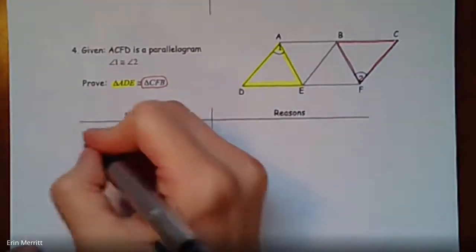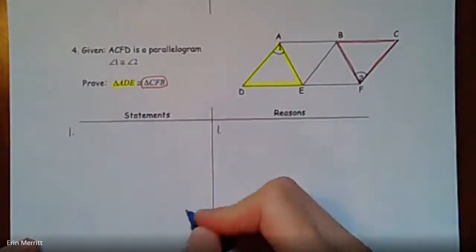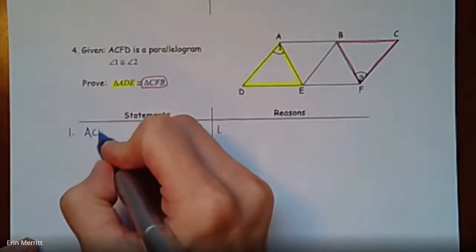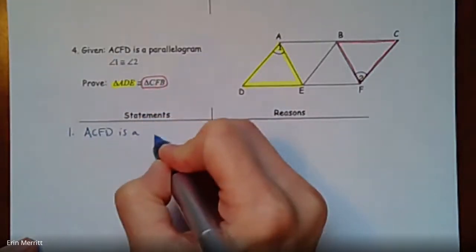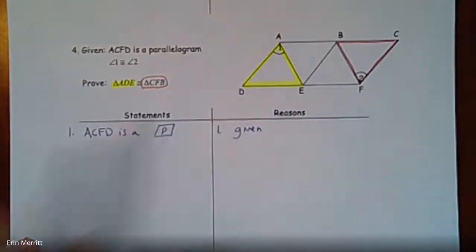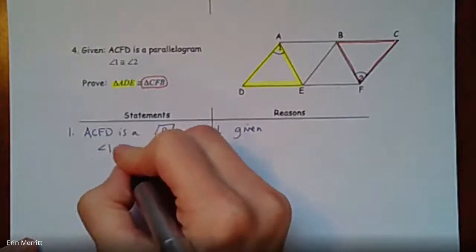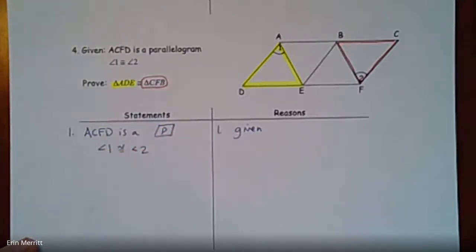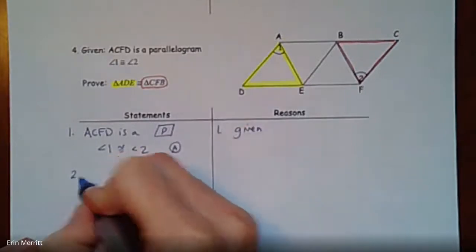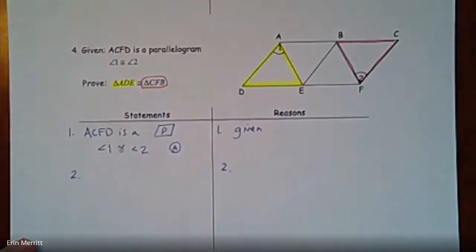Parallelogram is the new step. So we want to think about how that can get us some congruent parts of those triangles. So ACFD is a parallelogram, given. If you'd like to put angle 1 and 2 are congruent right in there, go for it. That's perfectly fine, right? So that's going to hand us a pair of angles right off the bat. So that's kind of nice.